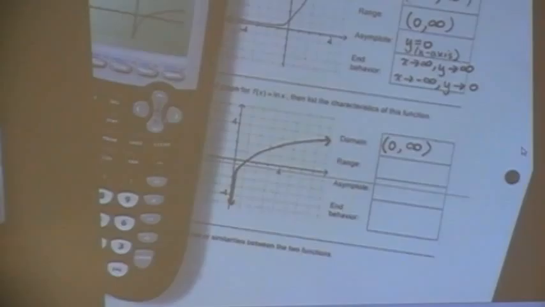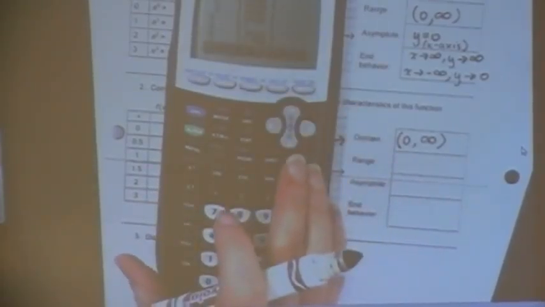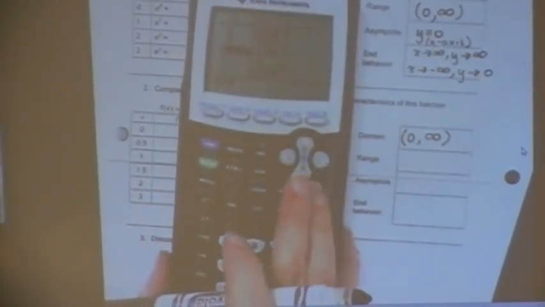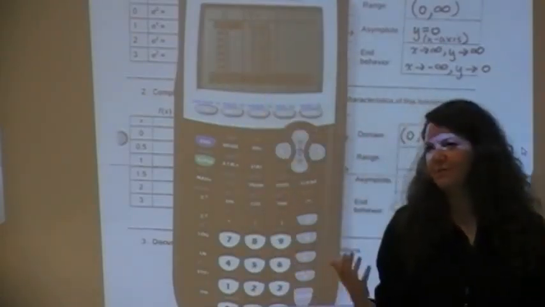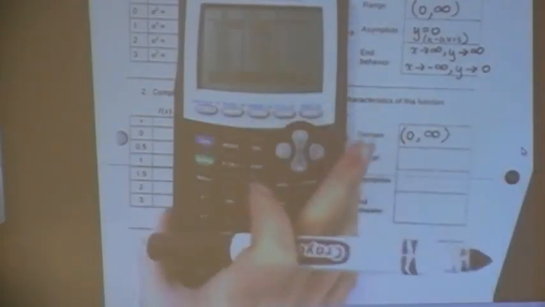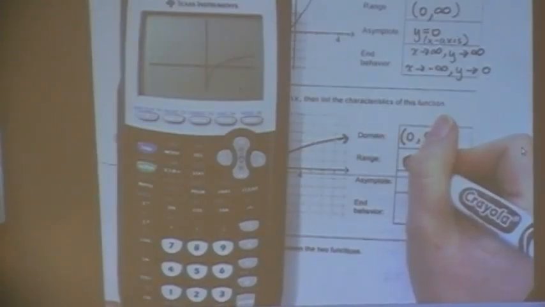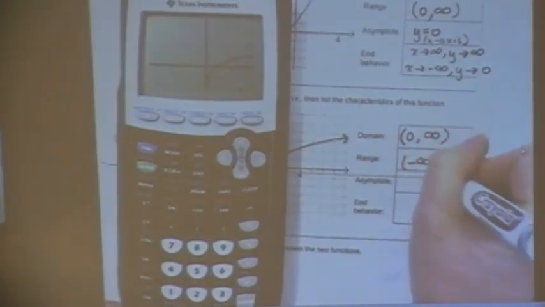What's your domain of this one? It looks like 0.5, but actually it is also zero, not included, to infinity, because this one has an asymptote at zero. And if you're not sure, you go to your table. Right now I can tell obviously that it doesn't go back into the negative numbers, but if I change my table setting, and let's say I'm going to count by, let's go to zero, I'm going to count by 0.001. See, there's still a value here. At 0.001, there's still a number. It doesn't have an error until zero, because that's where the asymptote is.